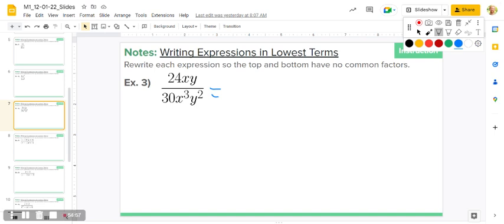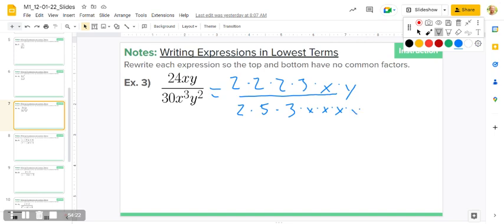If we think of 24 divided by 2, it'd give us 2 times 12. So we can go 2 times 2 times 2 times 3 times x times y. And we can also break down the 30. We'd have to go 2 times 5 times 3 to get us 30. And then we can expand out our x times x times x times y times y.